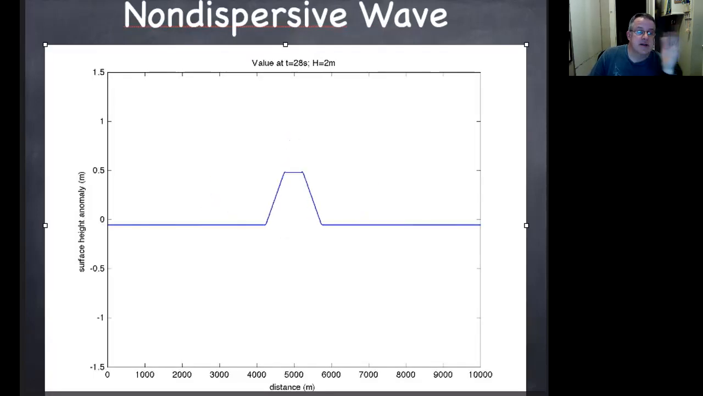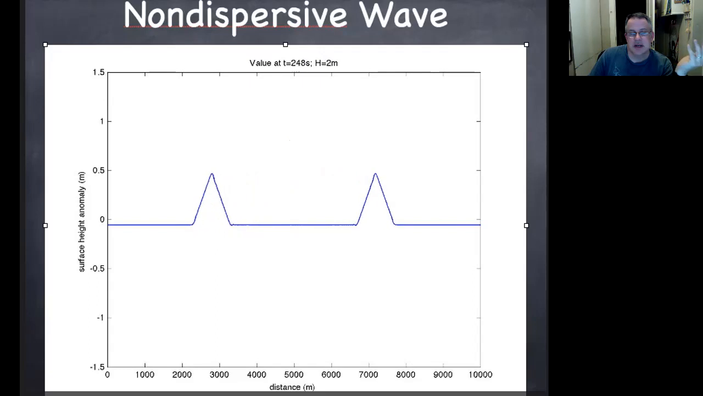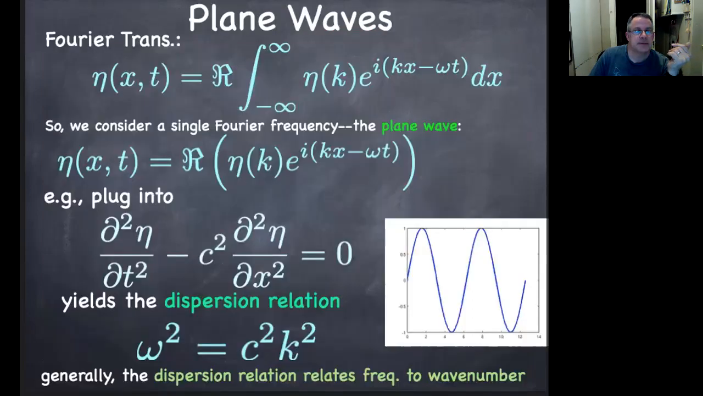What does this look like? Here's a nice triangle to begin with. There's a leftward propagating part, rightward propagating part. Triangles just propagate. Don't change their shape. Could have put any other weird shape in there you wanted. Would have been the same story. So a plane wave will be useful when we talk about dispersive waves.